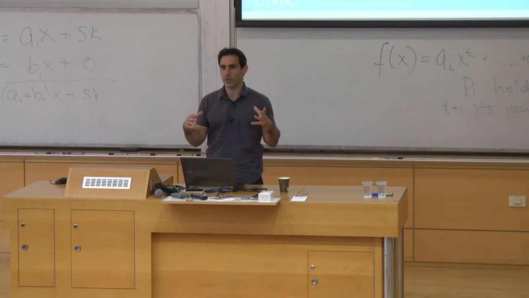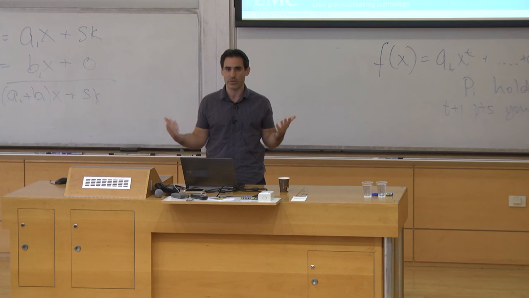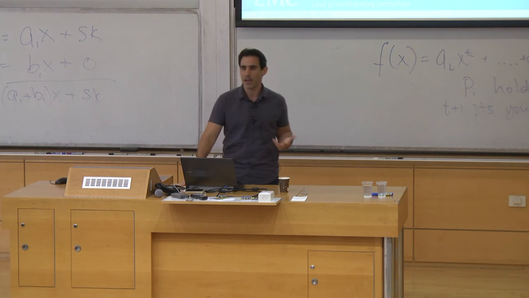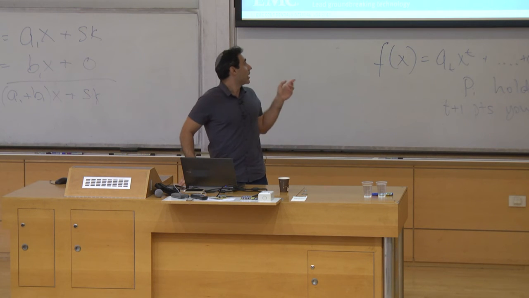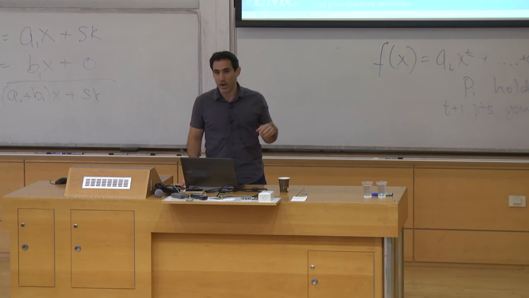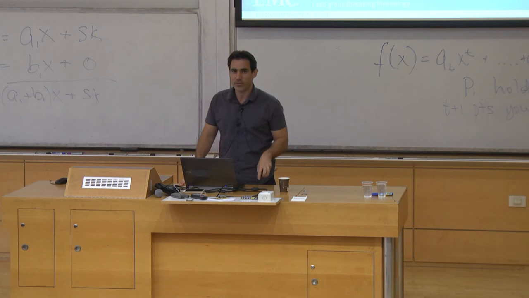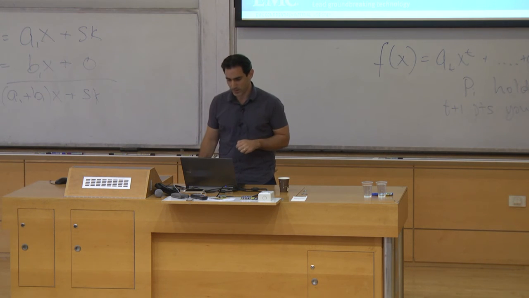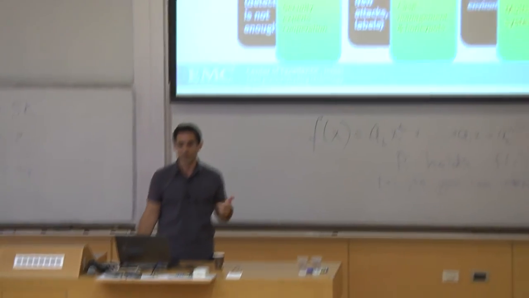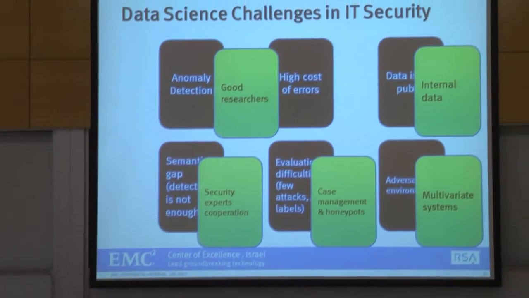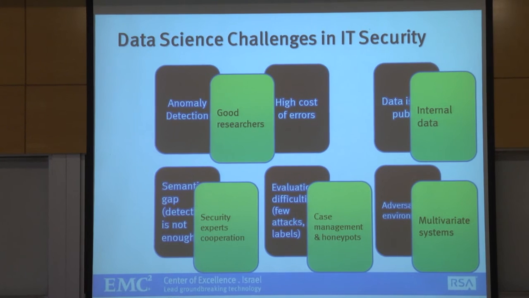So we don't have the support of the academic research environment as we would like to have. As for these two, the anomaly detection and the highest cost of errors, I don't have a good answer for this, other than saying that we need good researchers to solve these problems. And actually, a bit more than this.